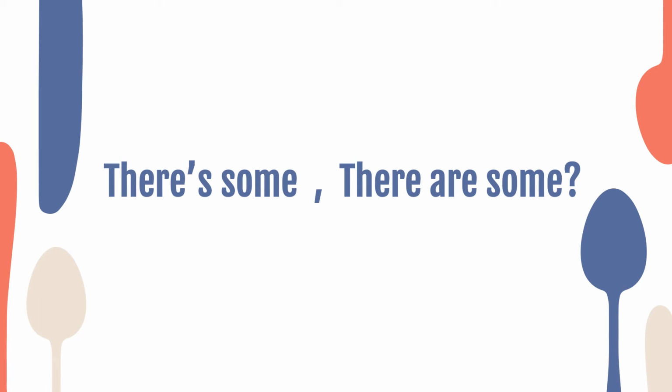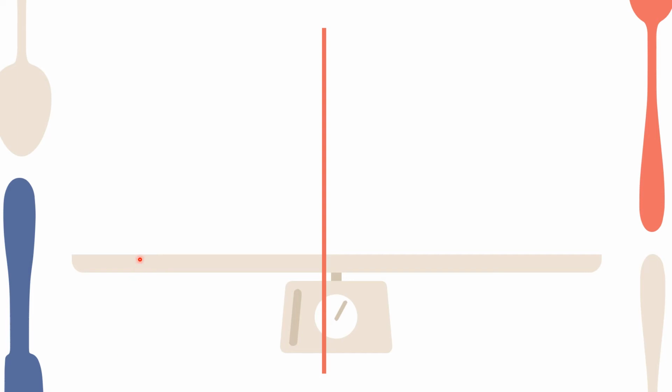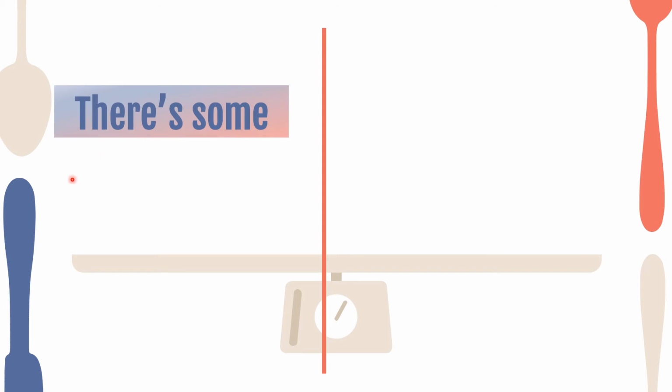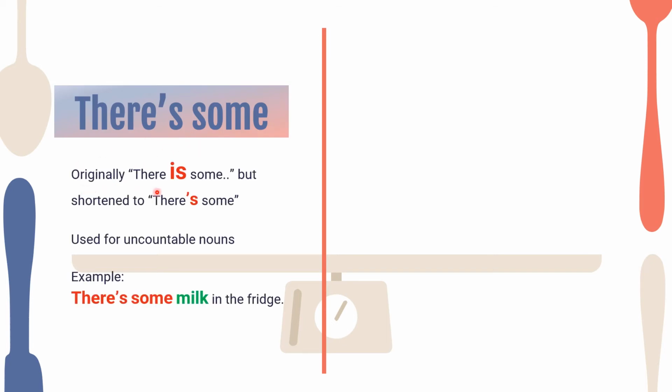It's time to find out about the usage of there's some and there are some in sentences. Let's go. Let's start with there's some. There's some is originally there is some, but it got shortened to there's some. This phrase is used for uncountable nouns. Remember, there's some is used for uncountable nouns, and uncountable nouns is anything that we cannot count.